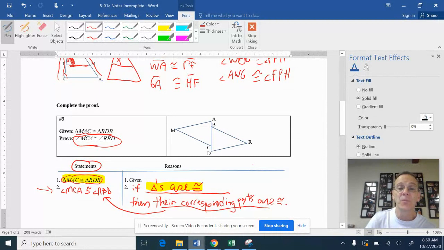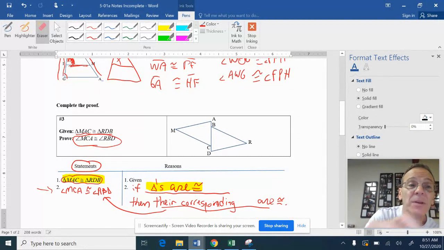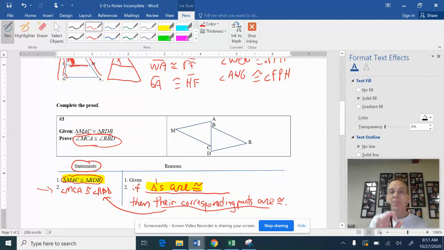Okay? Boy, that doesn't look good at all. Let me erase that and write it one more time. Parts, corresponding parts. Okay? And that word parts is an even more general word than angle. It can refer to angles, or it can refer to sides.